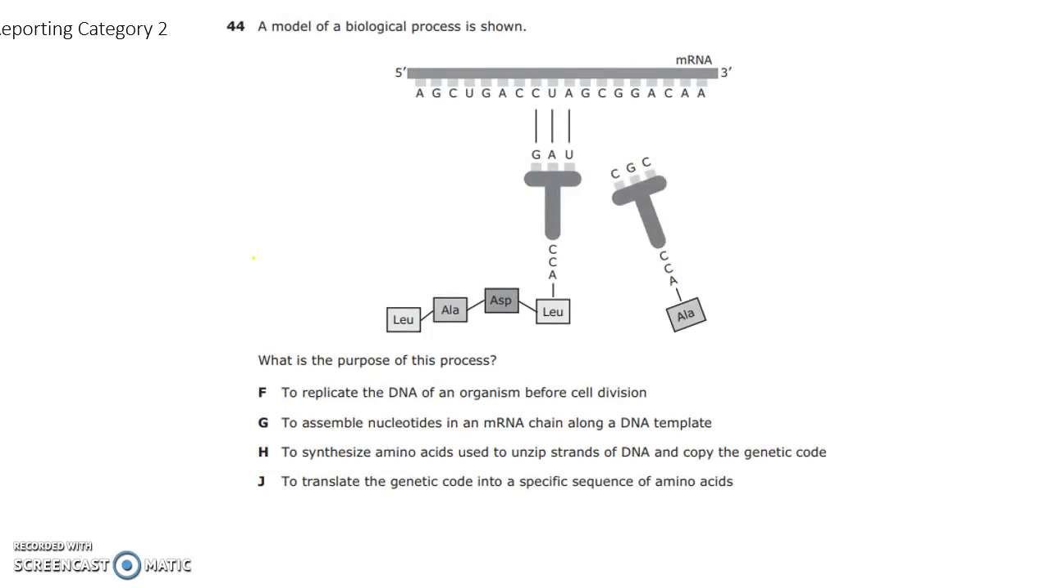For this question, we have an image of RNA, and we have an image of tRNA with amino acids attached to it. What is the purpose of this process? The purpose of this process is to translate the genetic code into a specific sequence of amino acids. This is the process of translation.